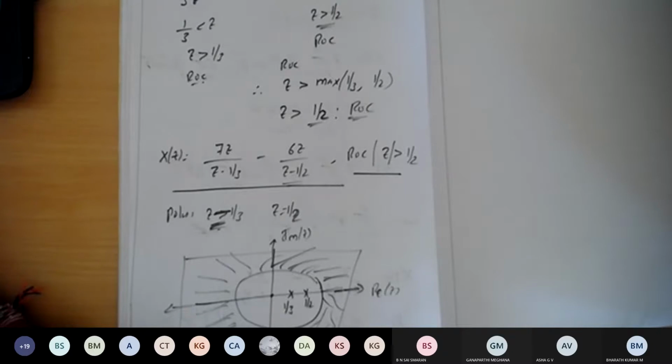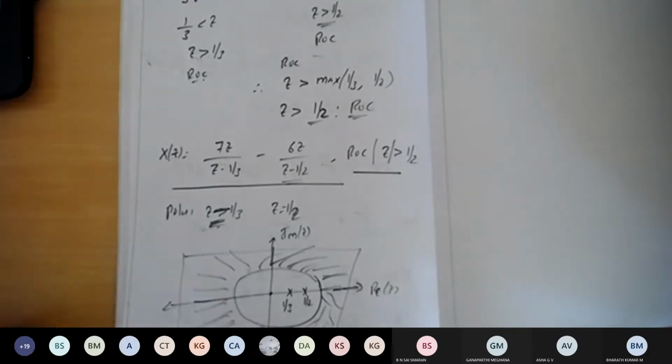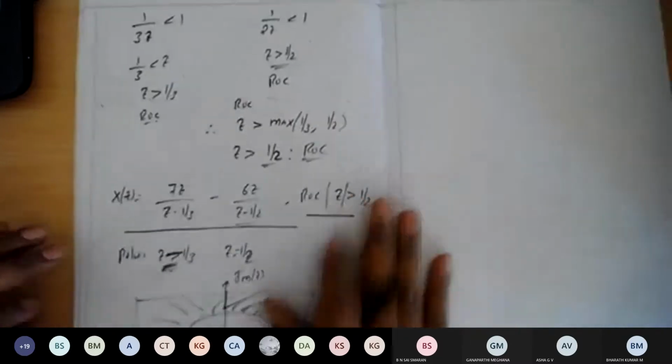Similarly, let us find out the Z transform of the other sequence. Any doubts in this one? No doubts. Okay, so we'll take the next problem.